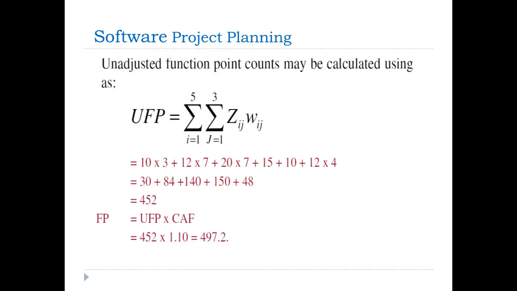High category, 12 into 4. So we are calculating the value of UFP. UFP equals 452. Then the formula is FP equals UFP into CAF. 452, and CAF is directly defined as 1.10. While we are multiplying, we will calculate the value of FP. Thank you.